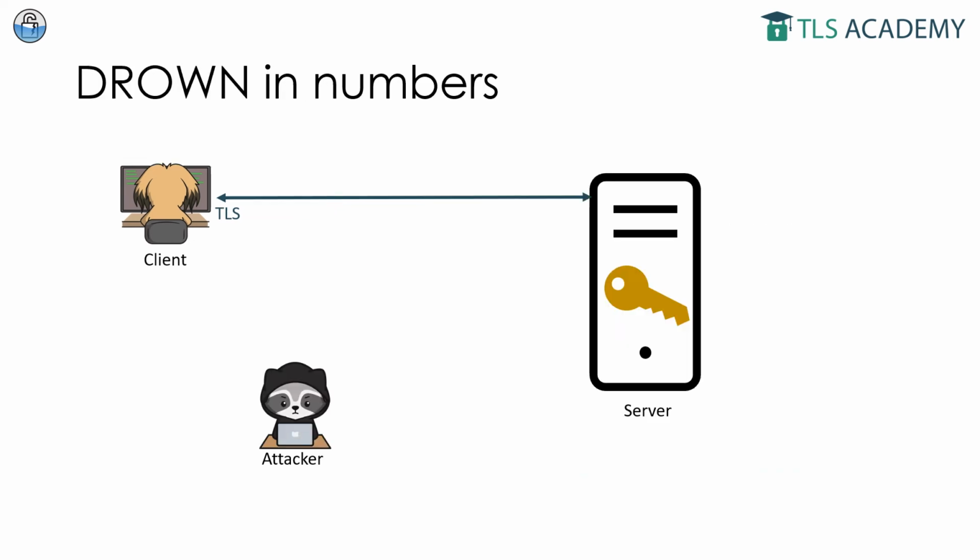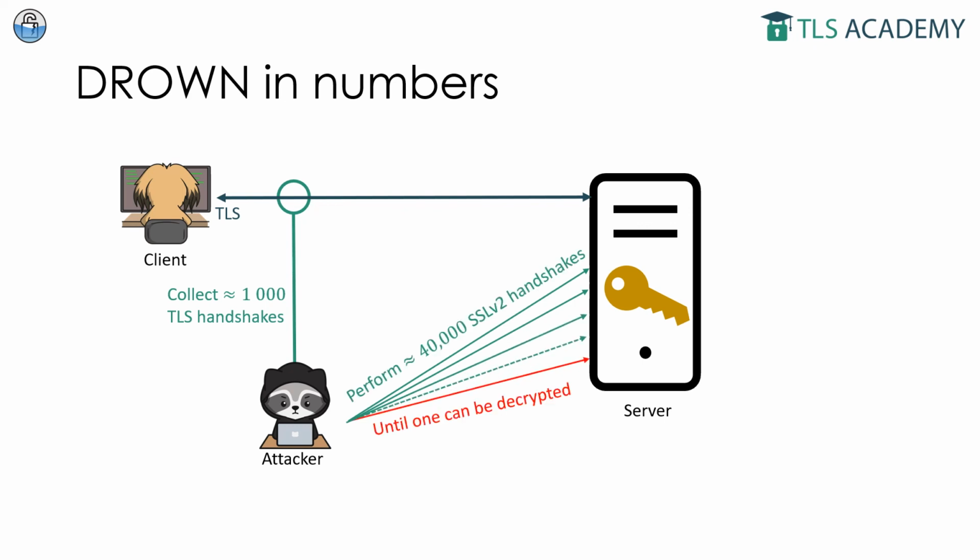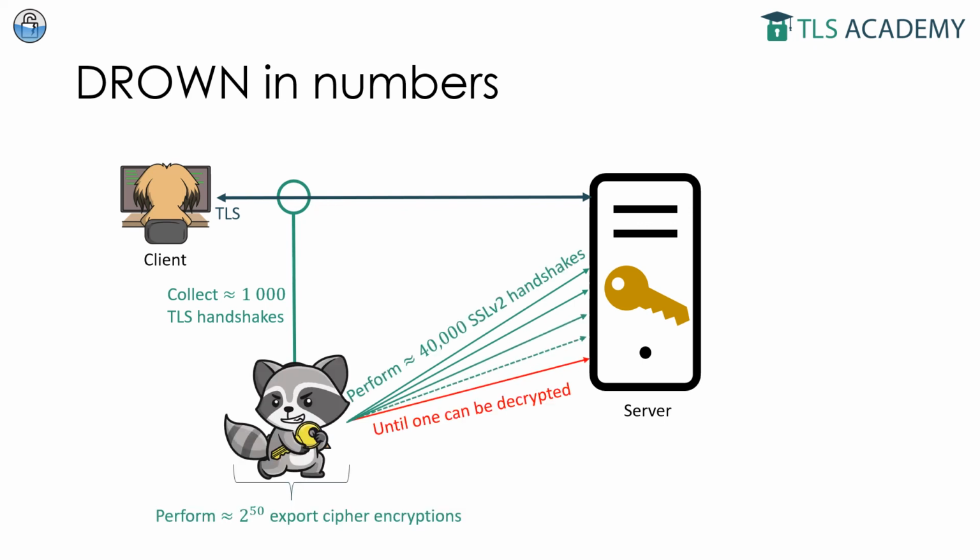In order to decrypt one TLS session, the attacker must passively capture about 1,000 TLS sessions using RSA key exchange, make 14,000 SSL version 2 connections to the victim server, and perform 2^15 symmetric encryption operations.